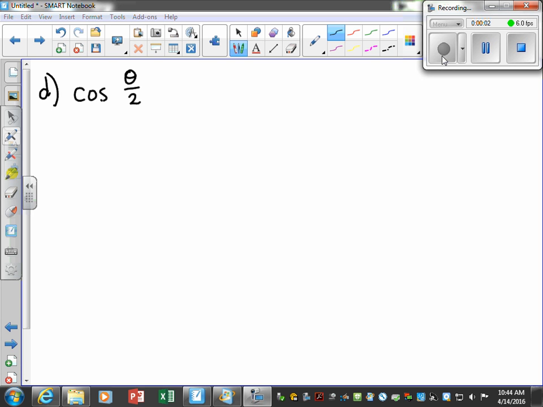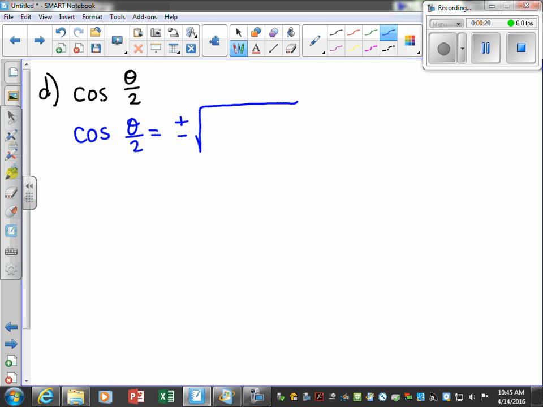Okay, still finishing our part 1 problem 1D, cosine of theta over 2. So first thing I'm going to do is cosine of the half angles. Cosine of theta over 2 by our formula is plus or minus the square root of 1 plus cosine theta divided by 2.